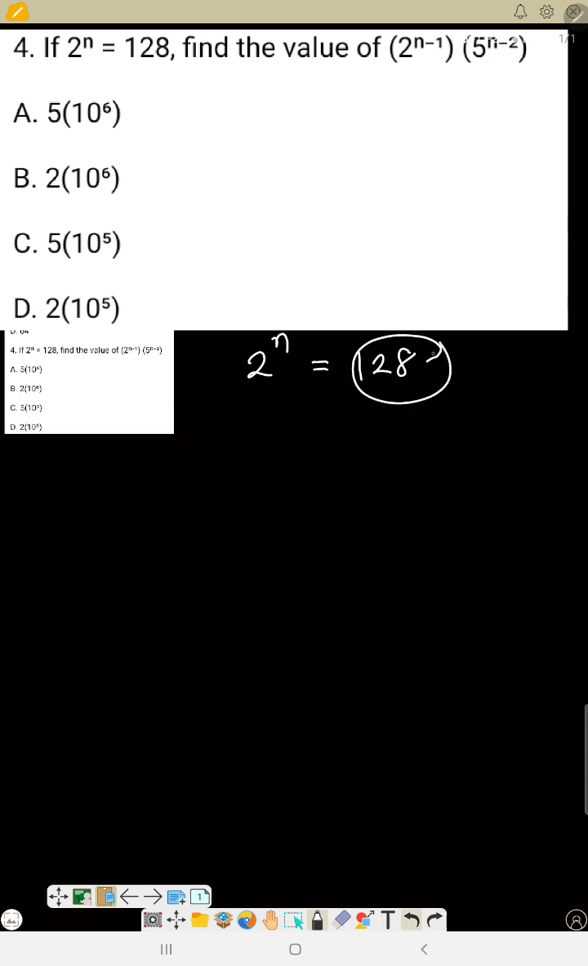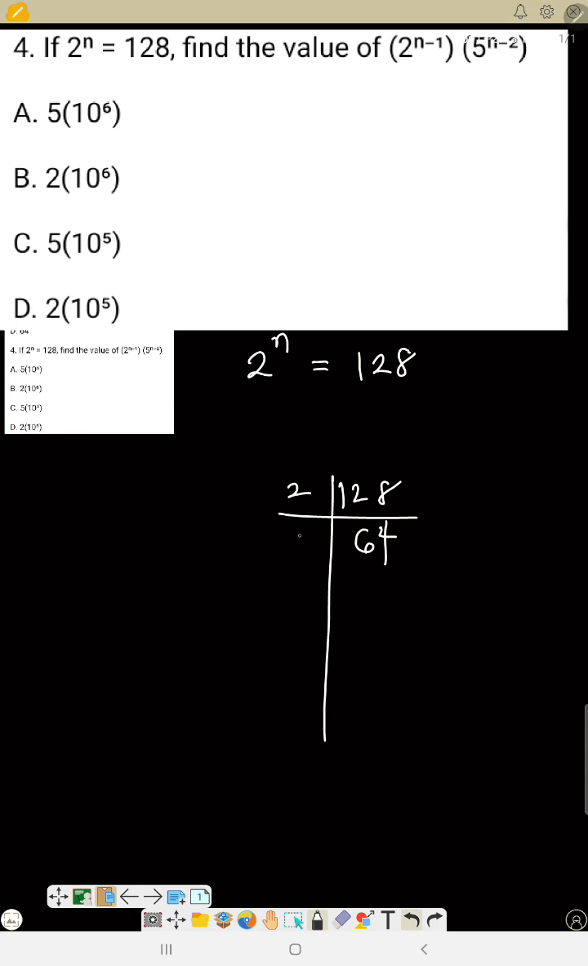What is the index form of 128? I told you that if you don't know it before, use this format. So the lowest number is 2. 2 in 128, 64. 2 in 64, 32. 2 in 32, 16. 2 in 16, 8. 2 in 8, 4. 2 in 4, 2. 2 in 2, 1.